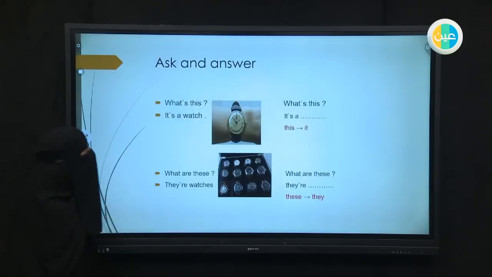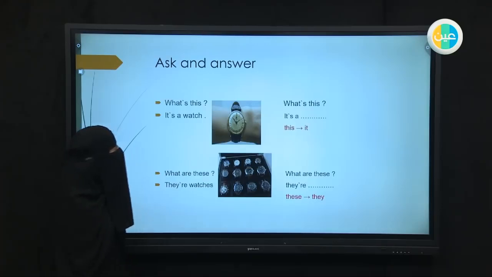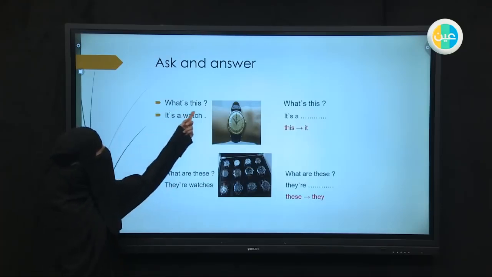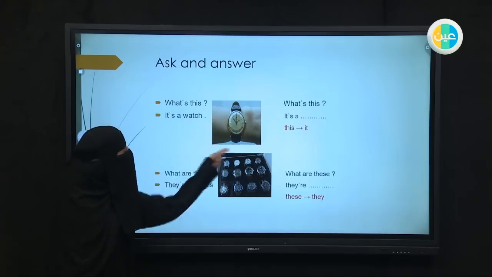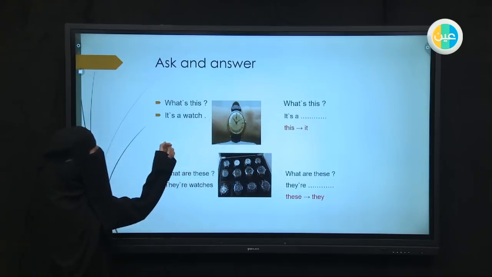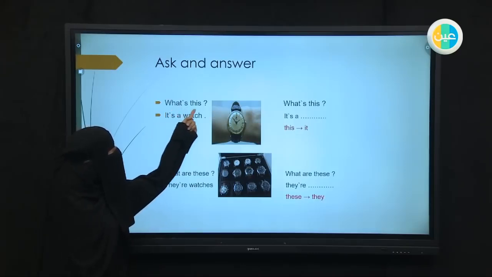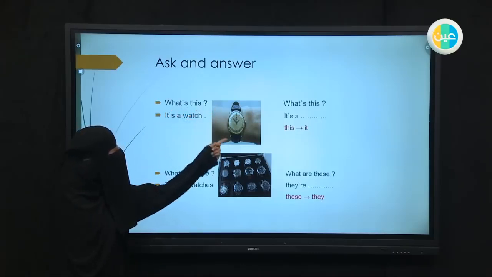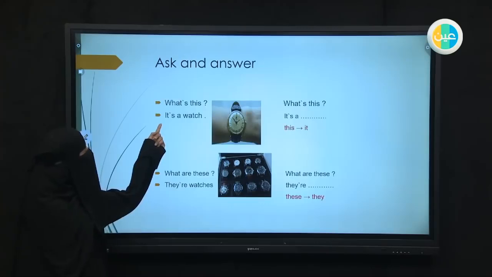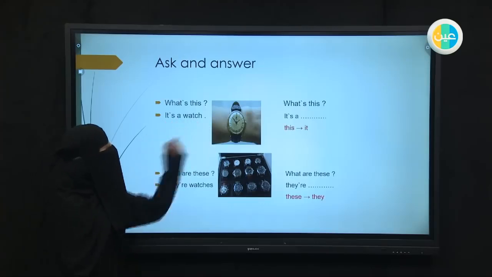Again, let's look at the questions one by one using pictures this time. So here in number one, what's this? What do you see in the picture? Very good. A watch. One watch. So when you ask what's this, you're asking about one thing. How do you answer? It's a watch.